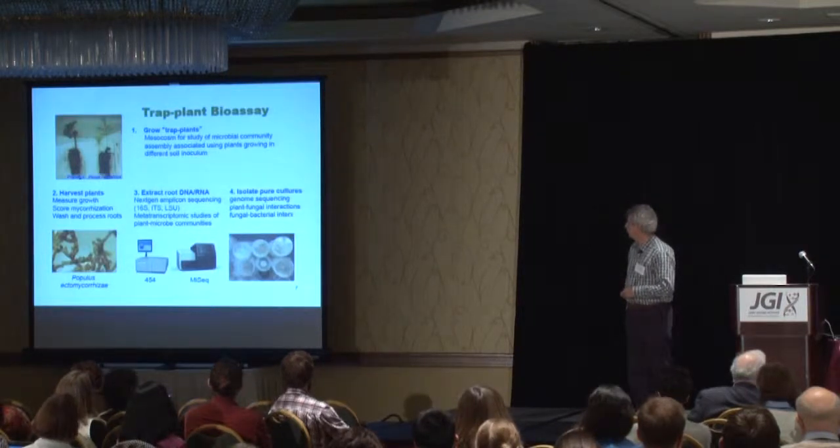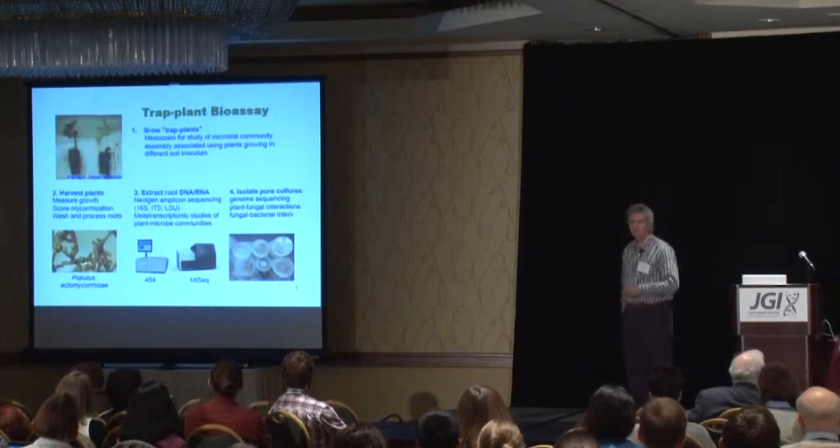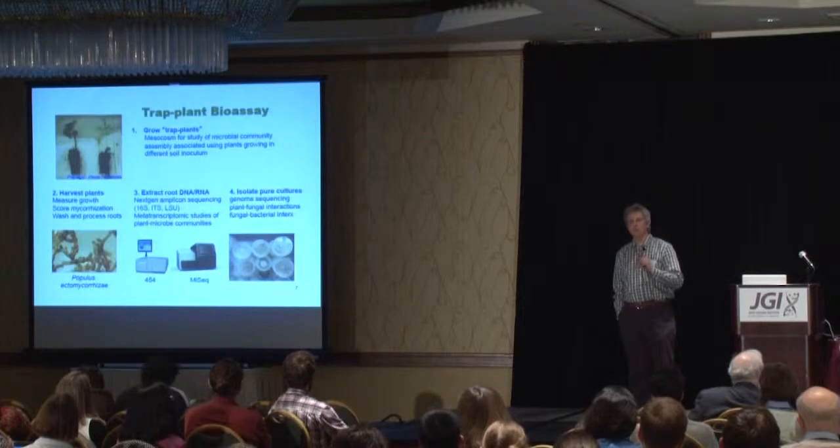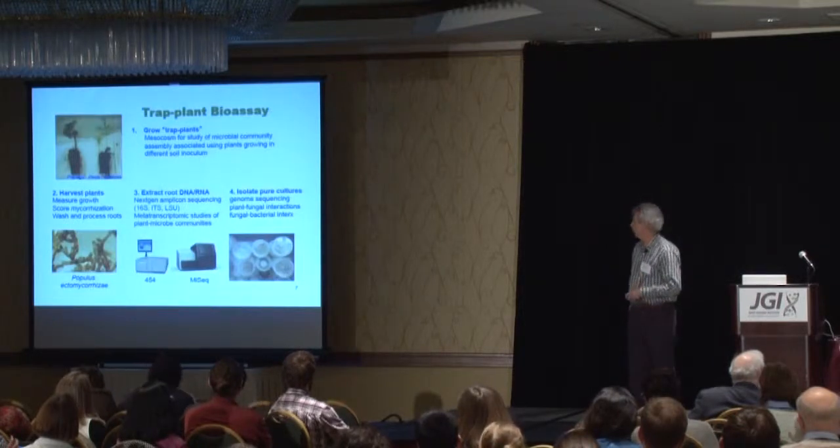So we typically grow our plants, and you can see here's Populus on the left, but we've also looked at some other host species, particularly pines and oaks, because we know that those are strong formers of ectomycorrhizae on their roots.